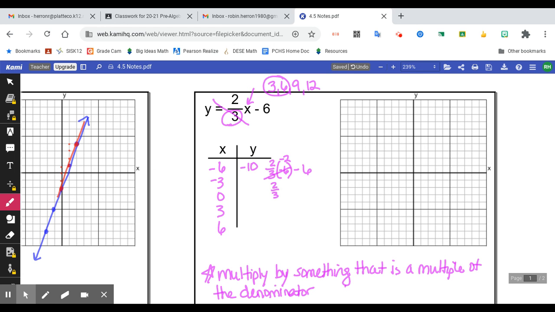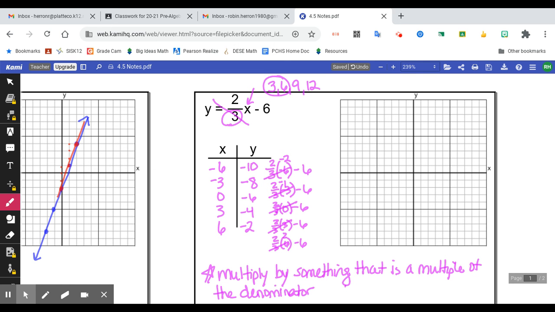Let's do it again. 2/3 times -3 minus 6. These are gone, and you get -1. So this gives me -2 minus 6, which is -8. 2/3 times 0 minus 6, well, that would be gone completely, and this would be -6. 2/3 times 3 minus 6 would cancel. 2 minus 6 is -4. And 2/3 times 6 minus 6, this would be a 2. 2 times 2 is 4. Minus 6 is -2.